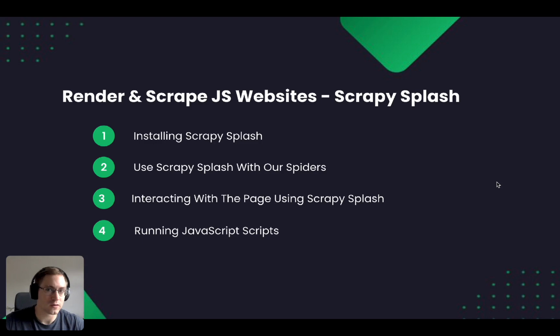In this tutorial we're going to go through how to render and scrape JavaScript websites with Scrapy Splash. Scrapy Splash is basically a lightweight browser with a HTTP API which you can use when scraping to render websites and then scrape the data you need from those JavaScript rendered websites. So we're going to go through installing Scrapy Splash, using Scrapy Splash with Scrapy spiders, and then interacting with the rendered pages using the Scrapy Splash API and seeing what happens when we do that.